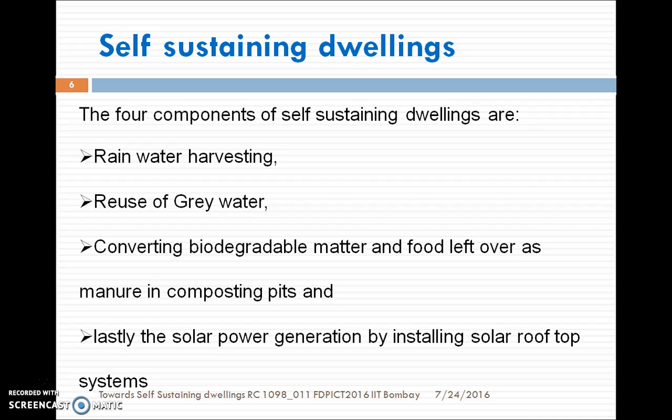They are rainwater harvesting, reuse of grey water, converting biodegradable matter and food leftover as manure in composting pits, and lastly, the solar power generation by installing solar rooftop systems. So these are the 4 components, and then how these 4 components of self-sustaining dwellings are mapped with each other so that we can achieve an objective of self-sustainable dwelling.